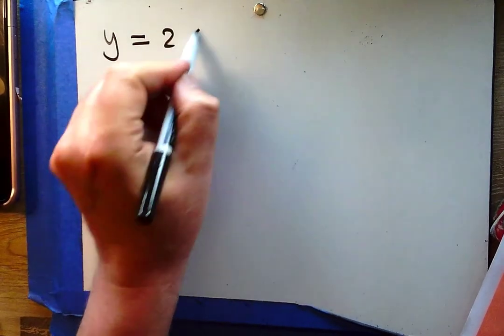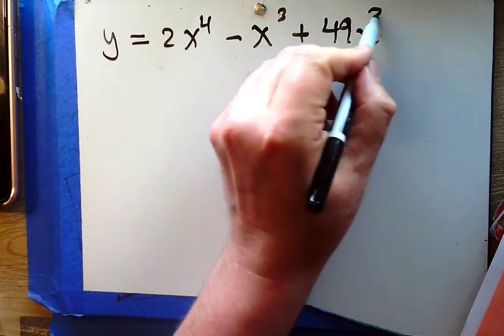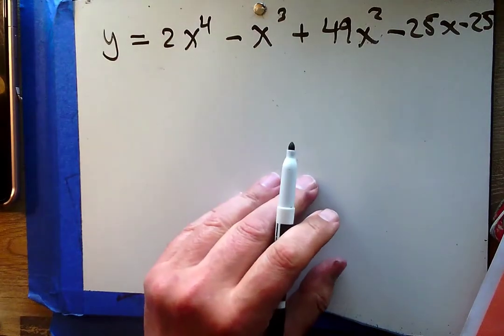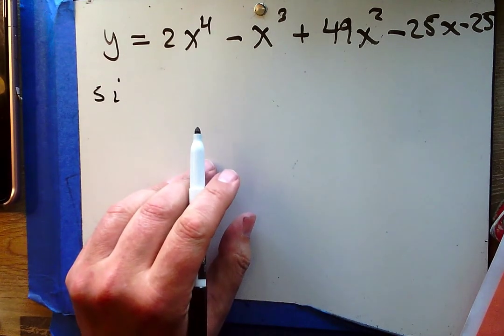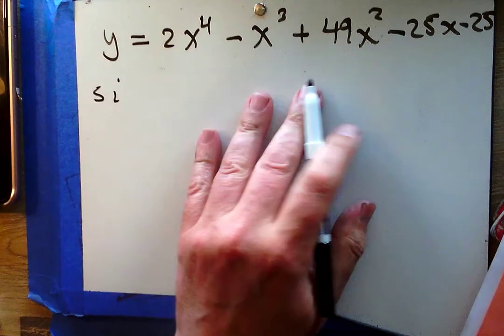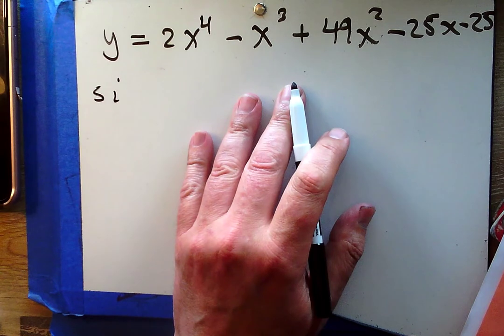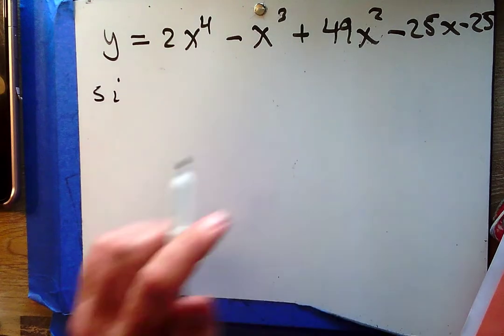Now, let's go back and just to humor me a moment, y equals 2x to the 4th minus x to the 3rd plus 49x squared minus 25x minus 25. So we've got this 4th degree polynomial, and I'm going to tell you that 5i is one of the zeros. So, will you write this in factored form for me, please? It's going to take a few minutes. You might want to pause the video, go back, work, and then come back when you're done.